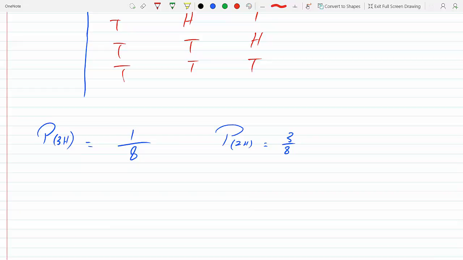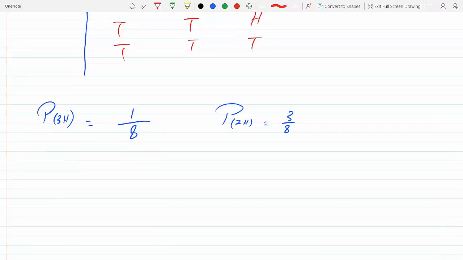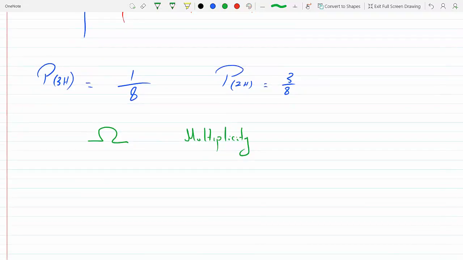Now, the number of microstates corresponding to a given macrostate is called the multiplicity of the macrostate. In this book they use the Greek letter omega for the multiplicity of the macrostate. Okay, so let's say, for example, if I want the multiplicity of getting 3 heads, right? 3 heads.